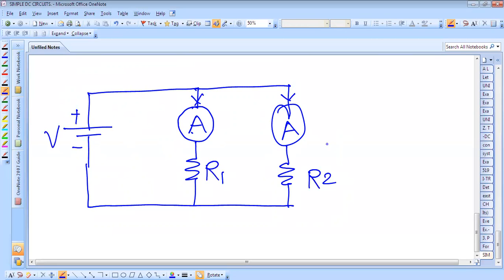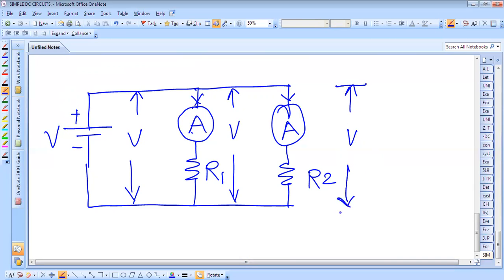Okay. So now here the current is different, but what is the voltage across this? This is the voltage V. V is the voltage across this lamp. Similarly, this is the voltage across this resistor R1, and this is the voltage across R2. The same voltage is appearing across R1 and R2. That means in a parallel circuit, the voltage across the circuit is the same. Only the current gets divided. This is I1, this is I2, and this is I.